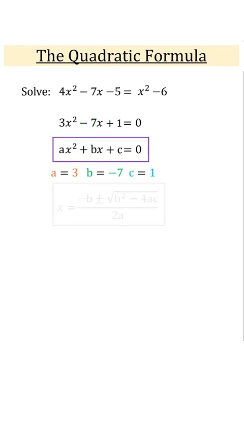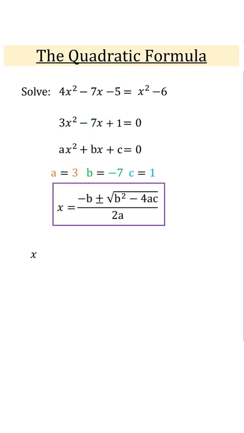Substituting our values into the quadratic formula, x equals positive 7, as b is minus 7, minus b will be positive 7, as a minus and a minus makes a plus. Be careful with the signs. We now have plus and minus, square root, b squared, which is minus 7 squared. Always put the value of b in brackets and the squared outside, as b squared will always be positive.